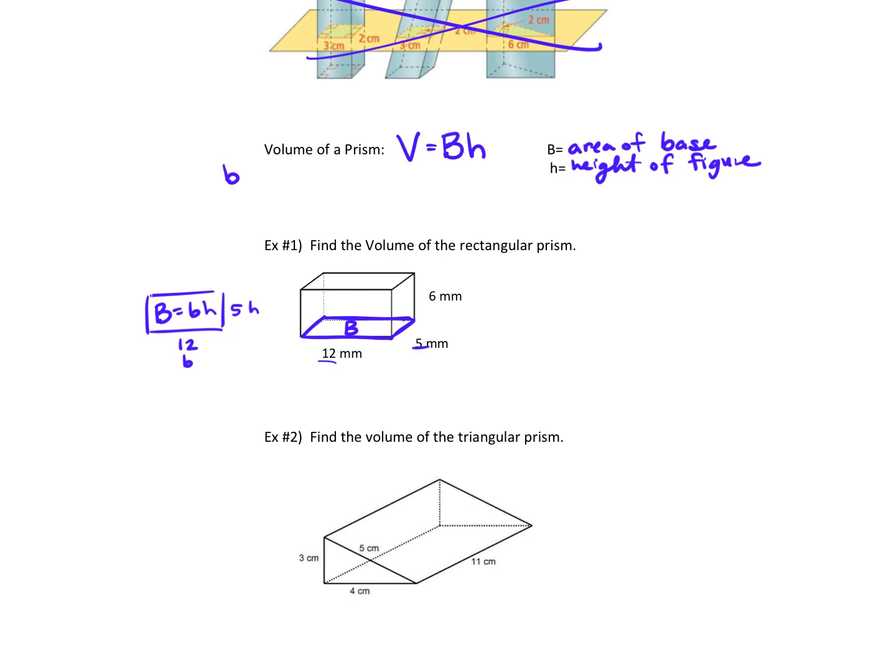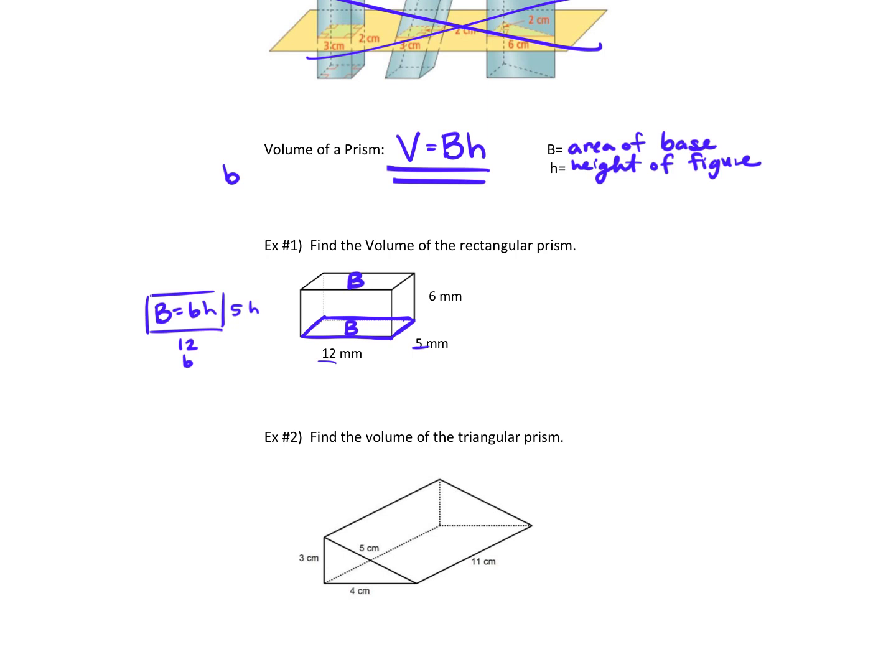Okay, so if this is our volume formula, we're going to use the top and bottom as our base. Now, here's the deal. On a rectangular prism, you may use any sides as your base. You can use left and right as your bases. You can use front and back as your bases. You can use top and bottom as your bases, okay?